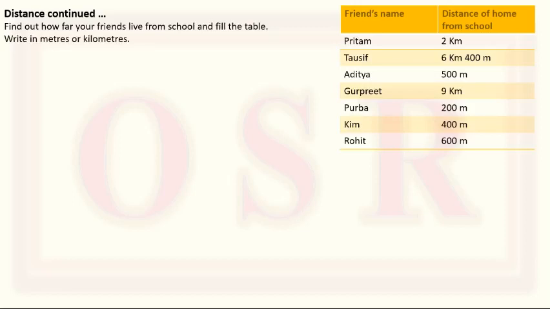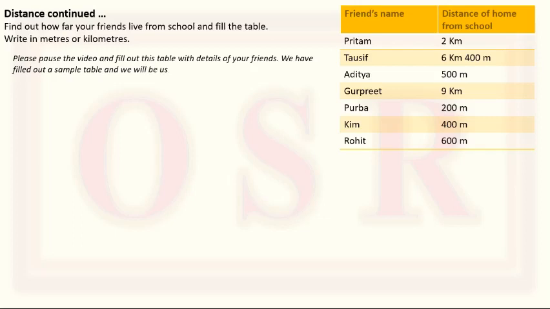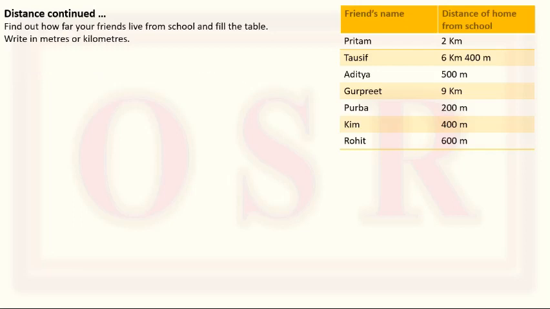So find out how far your friends live from school and fill the table. This is very personal and specific to you. Now you have to write in meters or kilometers. This is a sample table that we have done for you. Please pause the video and fill out this table with details of your friends. We have filled out a sample table and we'll be using data in this table for the exercise. Okay guys, please pause and fill out your own table.